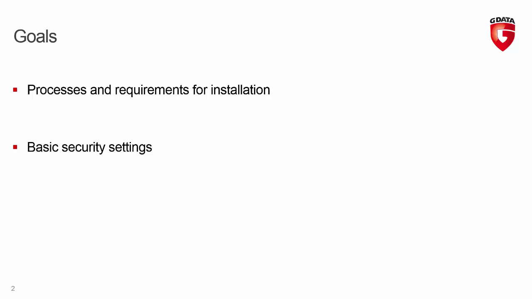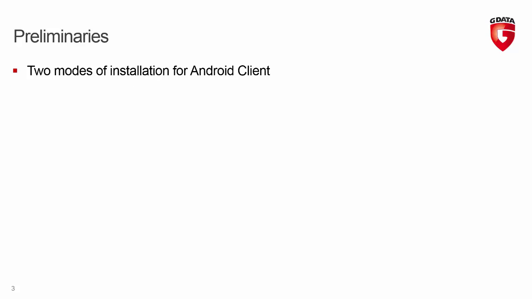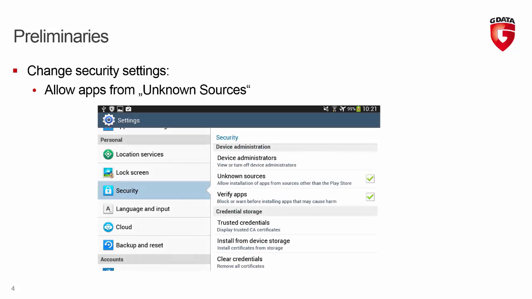For starters, there are two ways of installing the Android client. Having physical access to the device is ideal for deploying the client. That way, you would not have to rely on user interaction for the initial configuration. Also, since the Android app is not installed from inside the Google Play Store, the security settings on the device must be customized to allow the installation of apps from unknown sources.